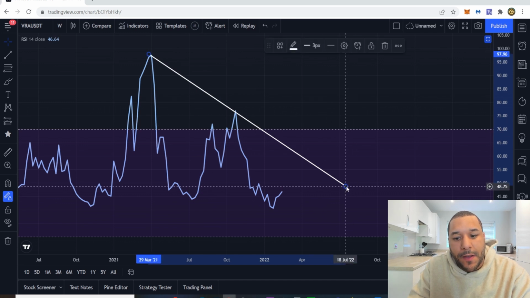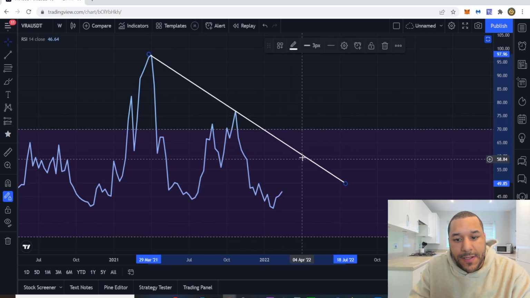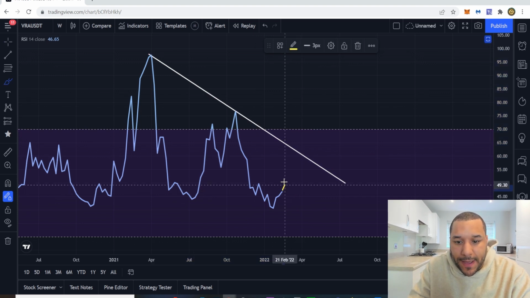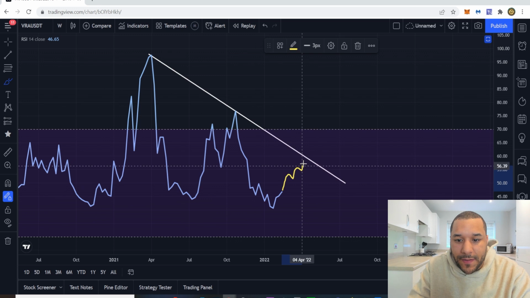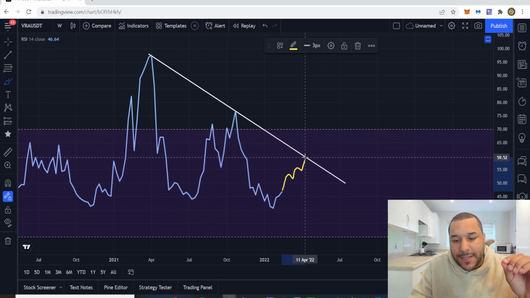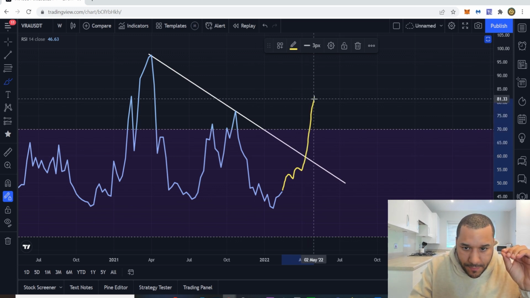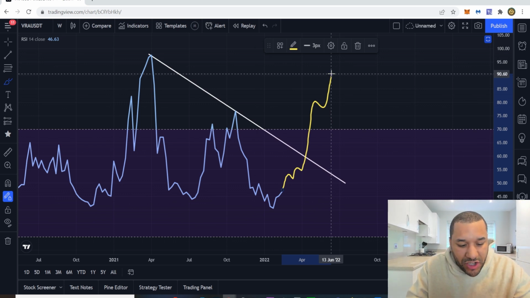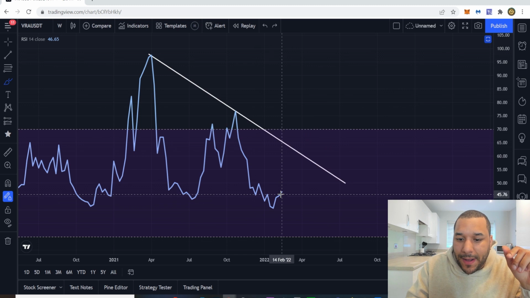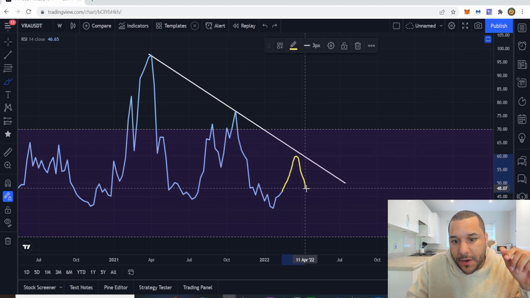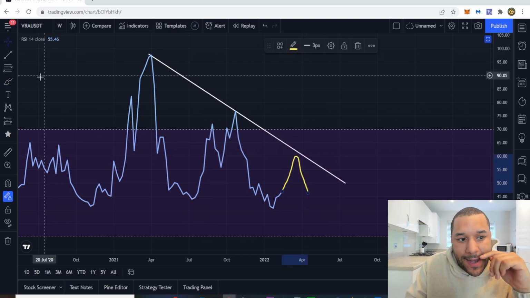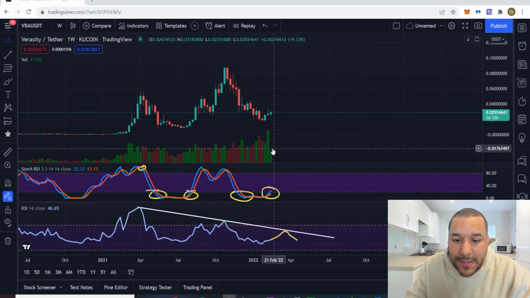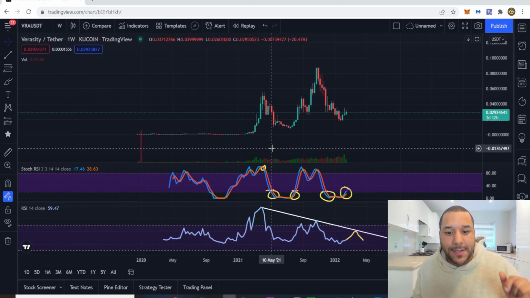And if Verasity can break it, the sky is clear. The sky is really clear for Verasity to be maybe making new all-time highs. I'm thinking of something like this. It's going to test it. If it breaks it, my God, be prepared for some serious highs for Verasity. If it gets rejected, then we may come back down and test the prices that we're currently sitting at now. I don't know, maybe lower. Time's going to tell. But I'm going to sit back and wait and see.